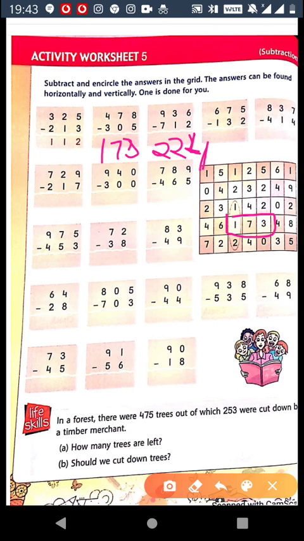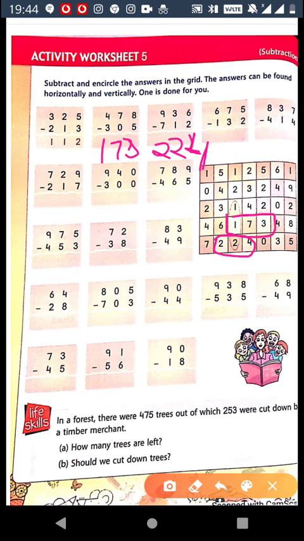Okay. So now 4 plus 2 is equal to 6. 2 plus 1 is equal to 3 and 2 plus 7 is equal to 9. So find this answer in the grid, 224. So where is it? It is here, 224. Okay. Next, we'll take a few more examples.